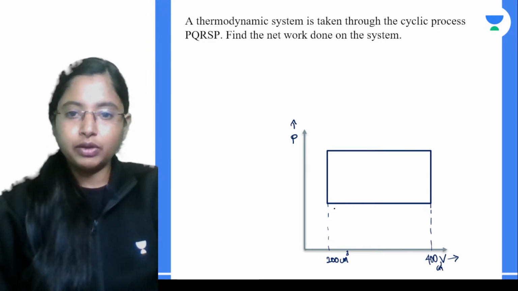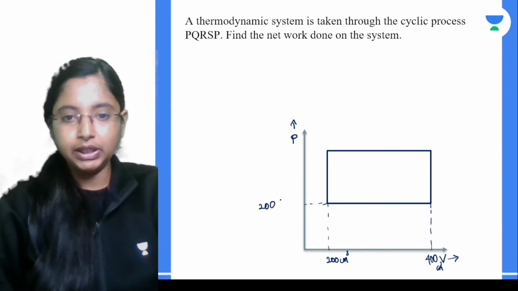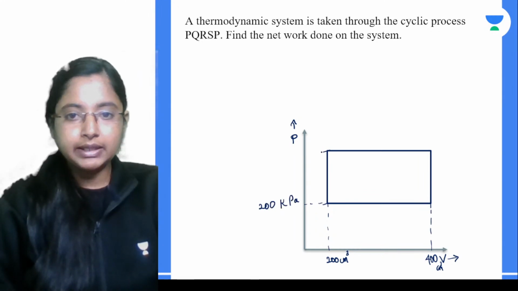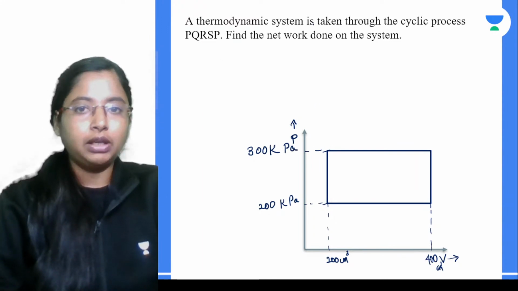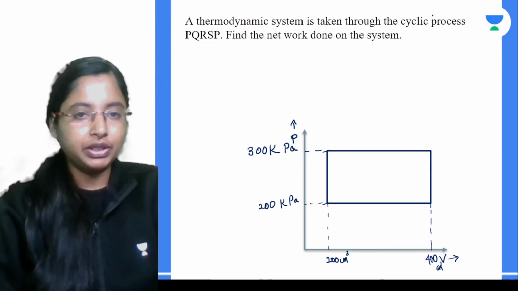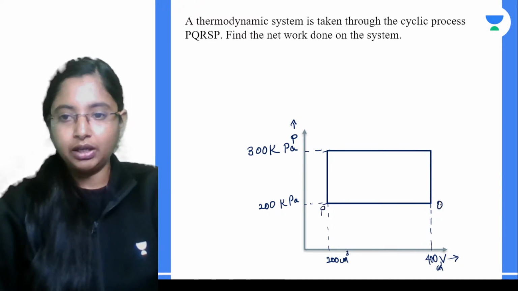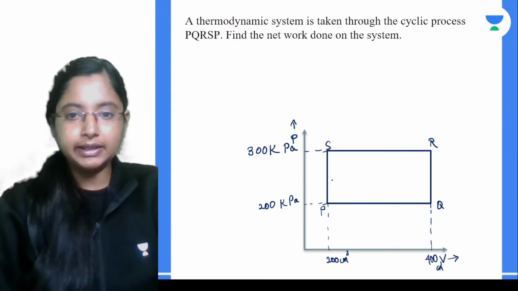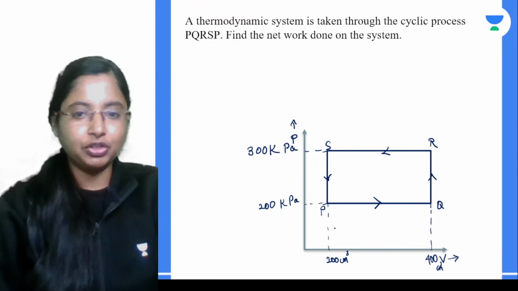Similarly, let's look at the pressure. Let's say at this point the pressure is around 200 kilopascals, and at the same time somewhere around here the pressure is around 300 kilopascals. So a thermodynamical system is taken through a cyclic process, P, Q, R, S and back to P, which means it goes from P to Q, then Q to R, then R to S, then S to P.